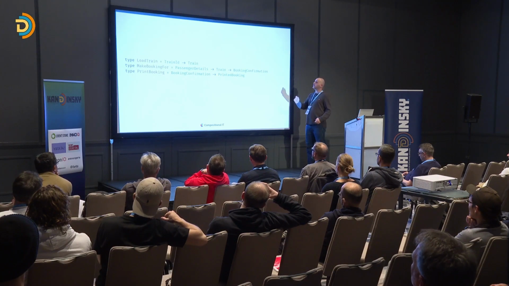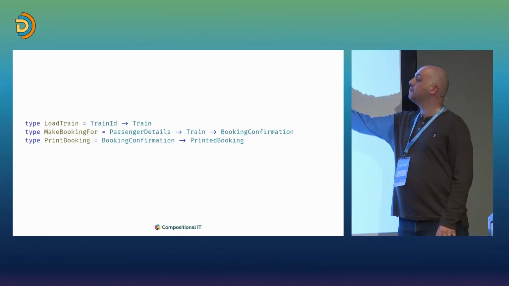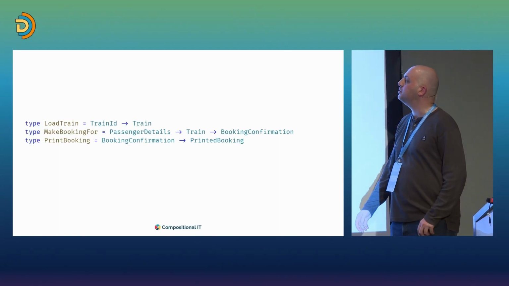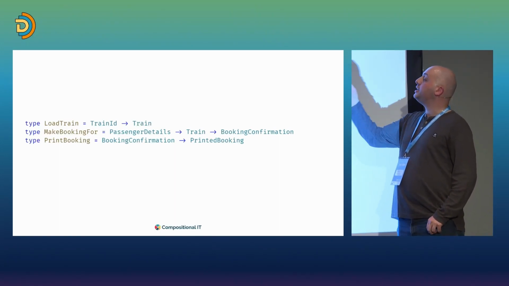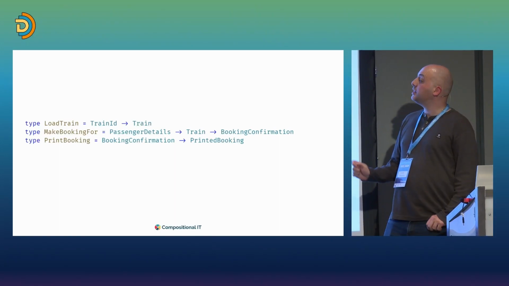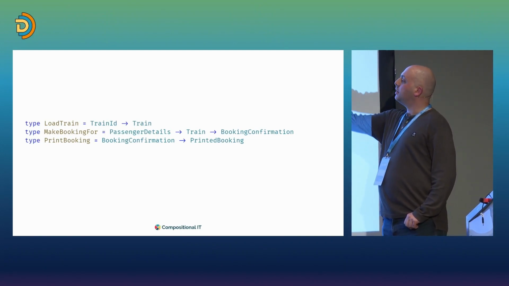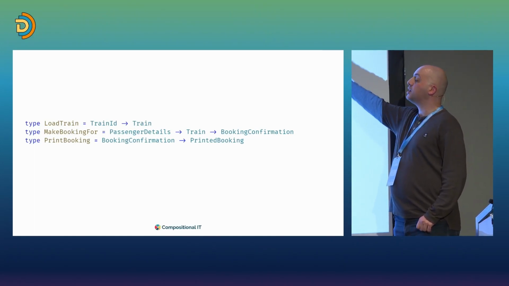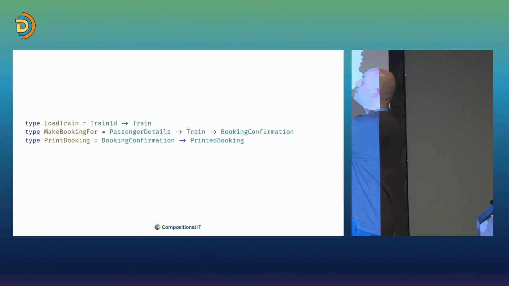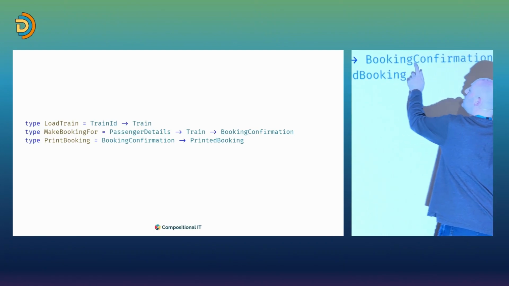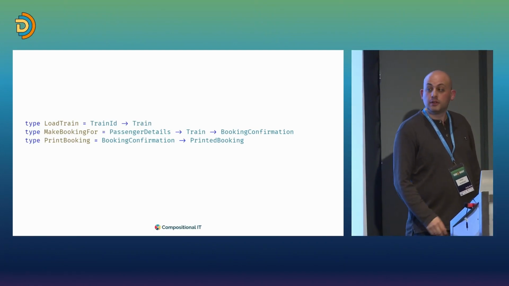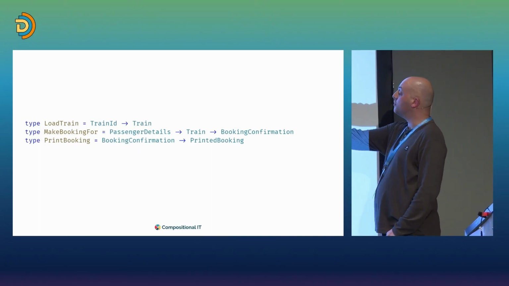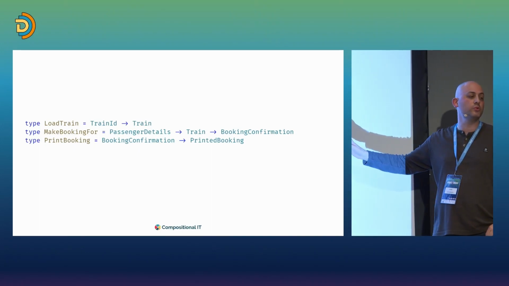So load train, sort of what we saw before. And let's assume for now that we don't have to worry about options or results, just to keep things simple. Given a train ID, get back a train. And then when I want to make a booking, I take in the passenger details and their train, and I give back a booking confirmation. So this syntax here is basically just think of these as 2 inputs, and that's the output. And then the last one is our print booking, which says give me a booking confirmation, and I'll print it out and give you a printed report.